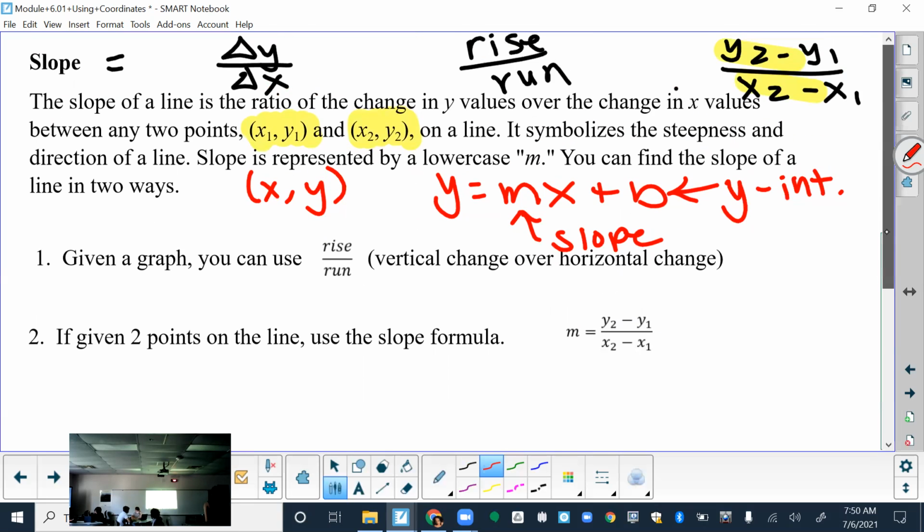All right, questions? Okay. So then next page.